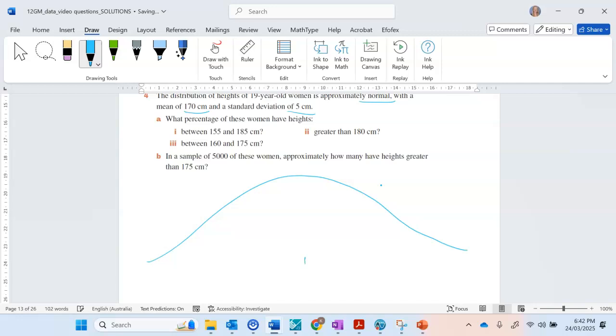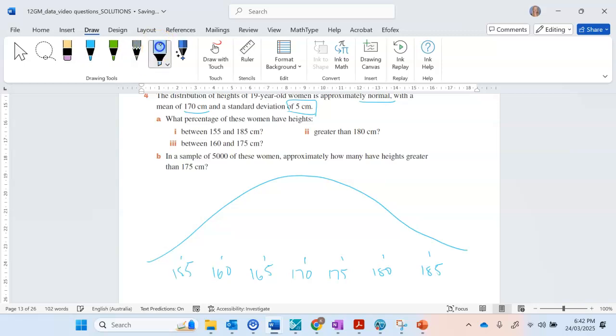So we put our mean right in the middle, and then we go three either side. All right, and then we go up and down by our standard deviation. We're going to go up first, up by 5, and then we're going to go down by 5. So it's just drawing a scale. All right, 160 to 155.